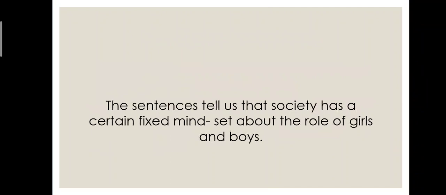The sentences tell us that society has a certain fixed mindset about the role of girls and boys. People expect and take it for granted that girls like to cook or do household work, while boys like to play outdoor games. This is called stereotyping people based on gender. Today, we will discuss the story Swayamvara once again and identify how the story deals with stereotypes in it.